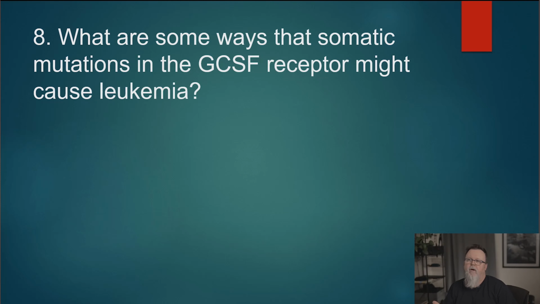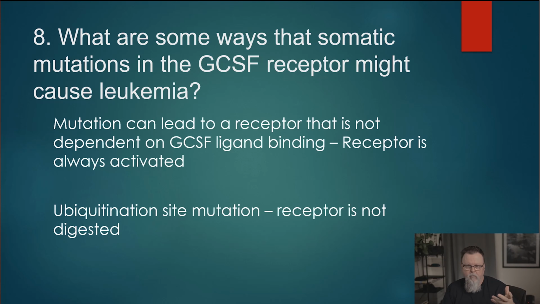Question 8 asks about some ways that somatic mutations in the GCSF receptor gene might cause leukemia, leukemia being an excessive number of a type of cell. So mutations could lead to a receptor that isn't dependent on ligand binding. So this is a receptor that would be always on, which would then cause increased or rampant proliferation.